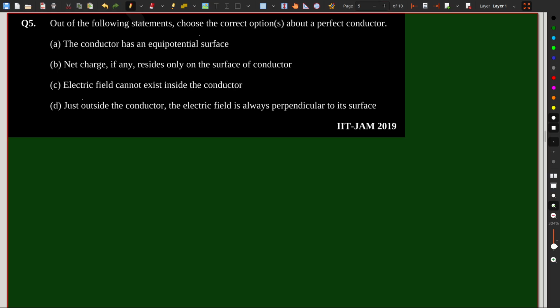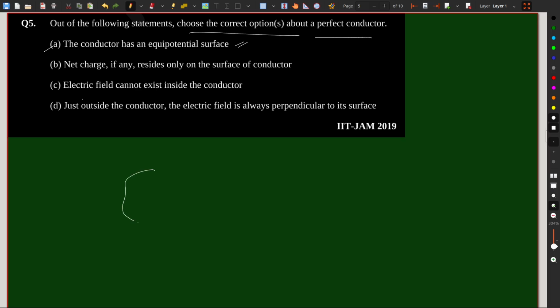Out of the following statements, choose the correct option about a perfect conductor. The first option is that a conductor has an equipotential surface. Yes, all conductors have. If it is a perfect conductor, it should have an equipotential surface. This is a property of conductors, so this is true. Net charge, if any, resides only on the surface of the conductor. So this is also true.